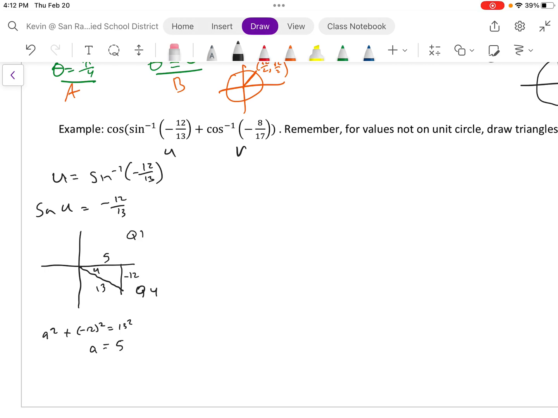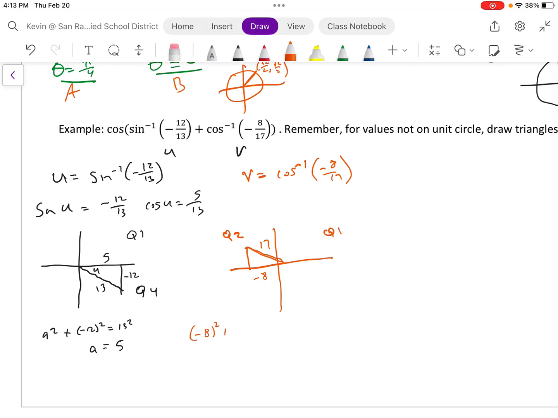So let's just go ahead and write it in here. That means that cosine of U equals 5 over 13. We're going to do the same thing with V. V equals arc cosine of negative 8 over 17. Cosine has to either be in Q1 or Q2. Since it's negative 8, we know it's coming out here. Negative 8 and 17.